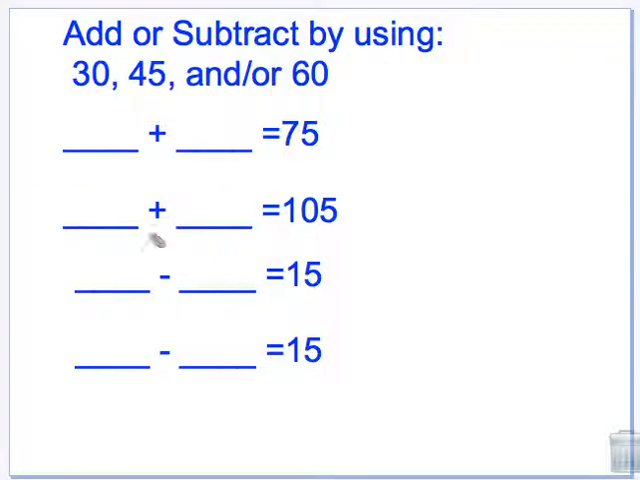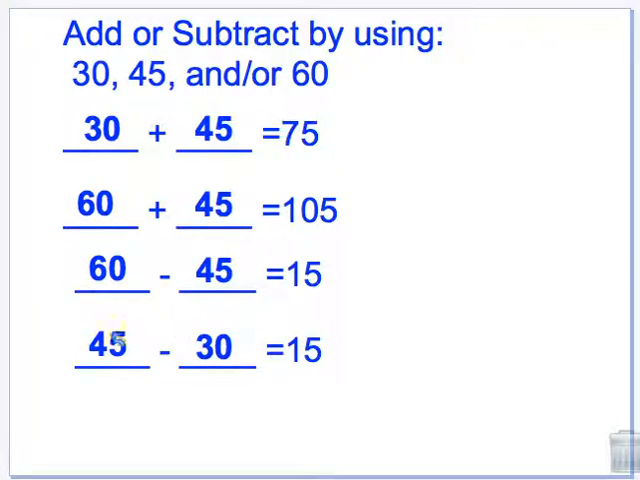So if we wanted to come up with 75, what two angles could we add together? Well, 30 plus 45 equals 75, right? If we wanted to come up with 105, 60 plus 45 equals 105. And if we want to come up with 15, there's two ways to do it. You can take 60 minus 45 degrees and you'll get 15, or you can take 45 minus 30 and you'll get 15. So these are the combinations, the adding and subtracting of your special angles, that will allow you to get 75 degrees, 105 degrees, or 15 degrees.